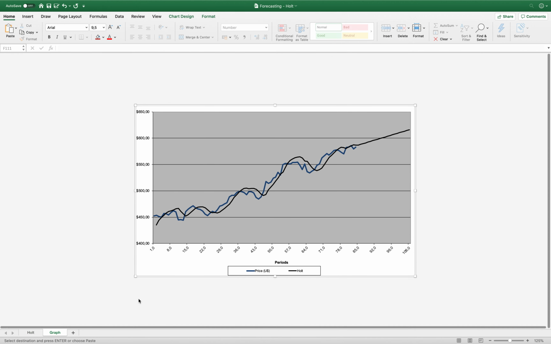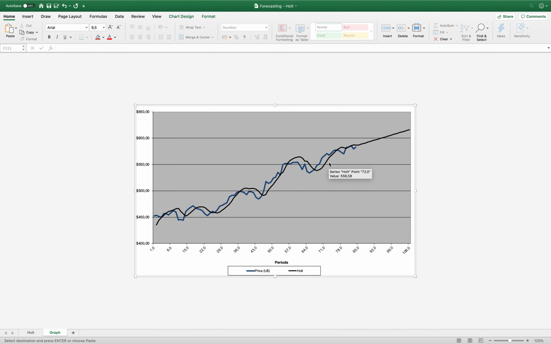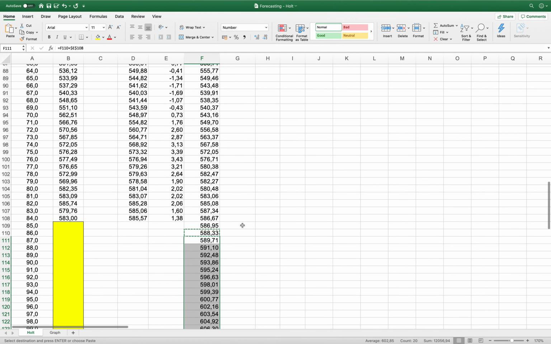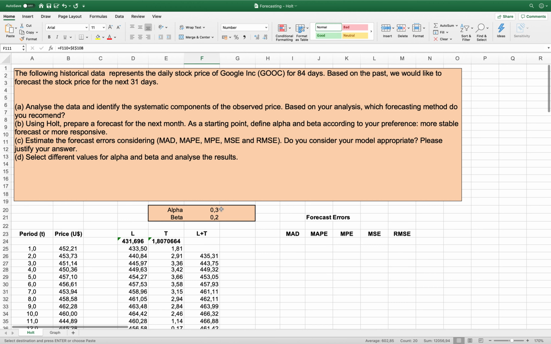If you look at the graph, well, it's really very good. We're forecasting a straight line. So what is left, what you could do, is to find the best alpha and beta to minimize the errors. But that's another video. I hope you try the exercise again, and make sure you learn the technique.